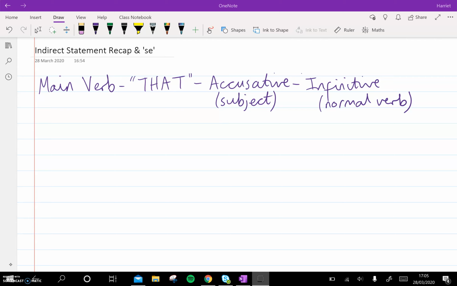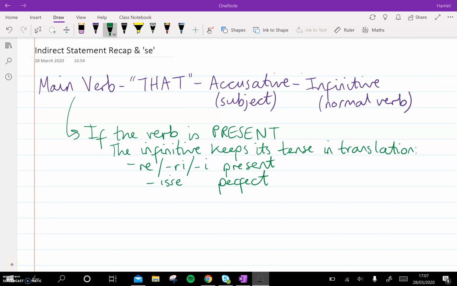Okay, so the order must always be the main verb, then always insert the word that in English. Sometimes it will make sense without it, but putting it in there means that you're kind of reminding yourself to then translate this whole thing as an indirect statement and to watch out for the weird stuff that follows, because then after the word that, you need to translate the accusative as the subject, as the doer, and then translate your infinitive as if it's a normal verb. And we'll talk about the tenses of that infinitive right now.